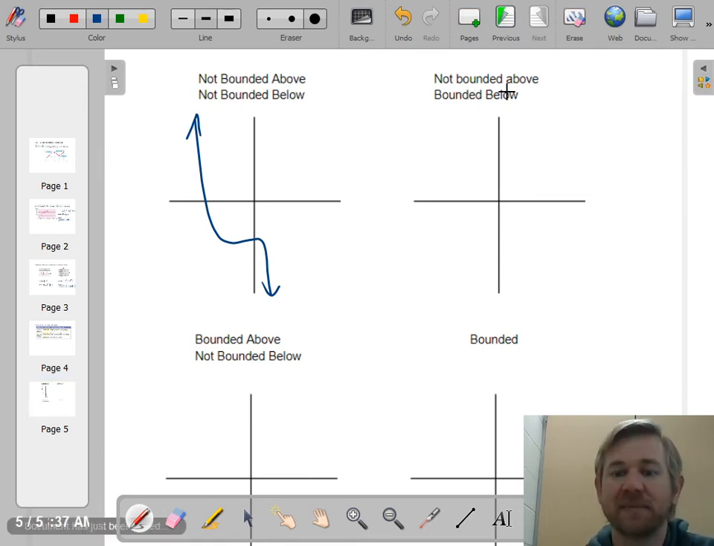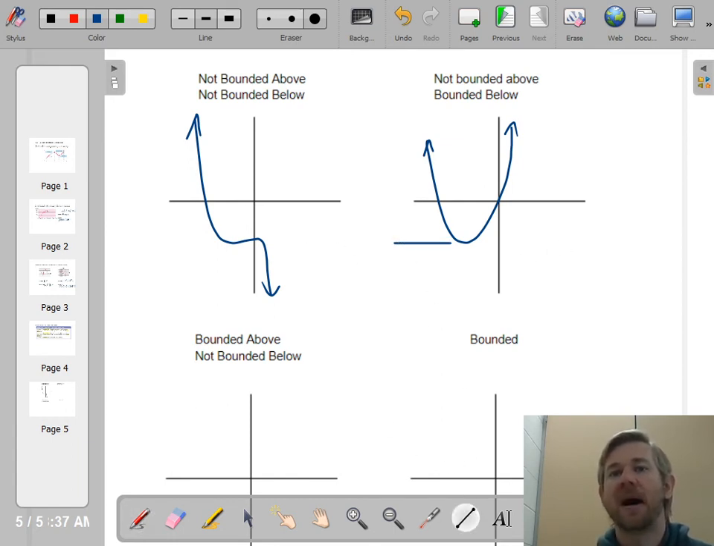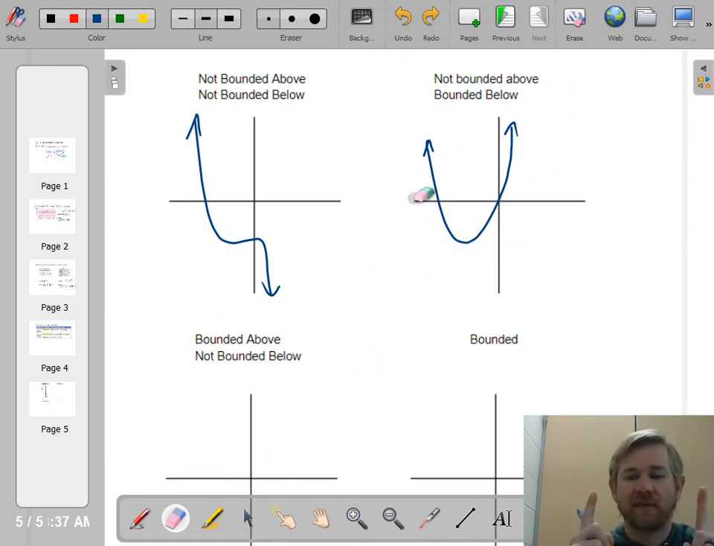One that is not bounded above, but is bounded below. If it's bounded below, that means there's a bottom to it. It has to turn around. It doesn't go below a certain place. I'll just say like a parabola. This is bounded below. It has a bottom to it, but it doesn't go below that boundary. So we say it's bounded below because there's a boundary. This is not bounded above. It goes up forever, but it is bounded below. There's a bottom to it.